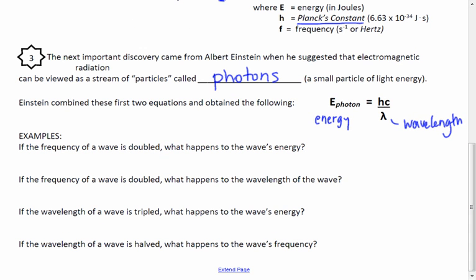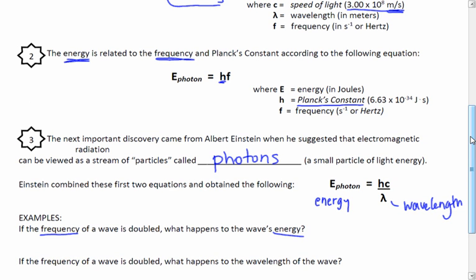So for these examples, we're just saying if we change one thing in this way, how is that going to affect the other part of it? If the frequency of a wave is doubled, what happens to the wave's energy? Which of our 3 equations, 1, 2, or 3, are we going to look at if we're dealing with frequency and energy? The second one.